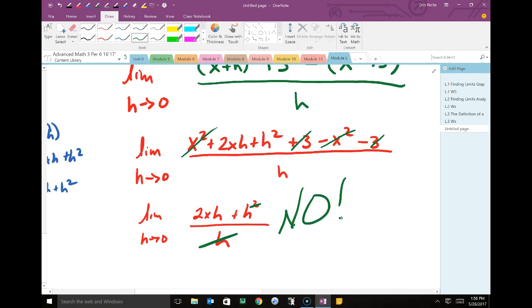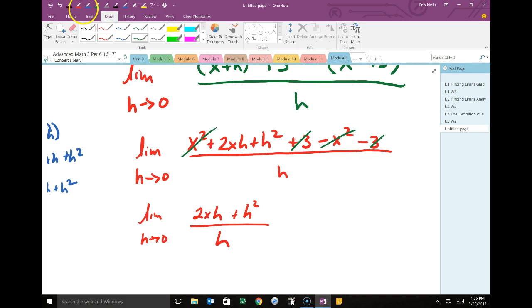Why not? See that big fat plus sign right here? Remember that if you divide by an h, you have to divide all three pieces by h. So, common mistake, don't do that. Bad, bad, bad. What do we have to do? Well, can't you still do that and divide it? You can divide all three terms by h, right? You've got to do all three, though.